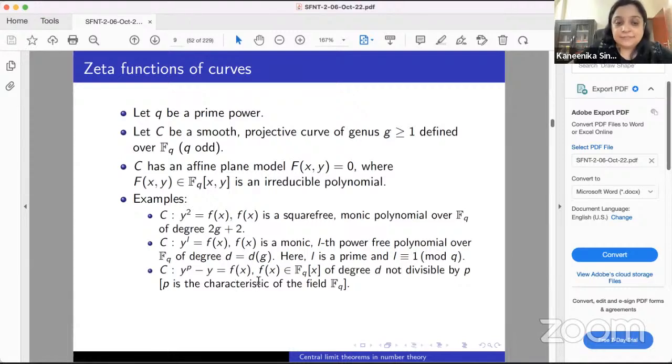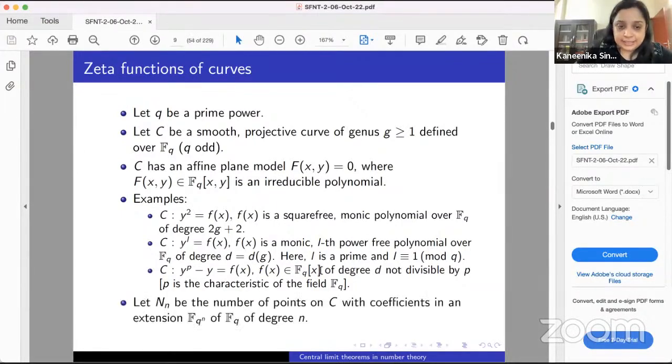Another interesting family is that of what are called Artin-Schreier curves. So here p is a prime, and in fact p is the characteristic of the field F sub q over which we are defining these curves. And now the equation is y to the p minus y is equal to f of x. So here f of x is a polynomial of degree d, not divisible by p. So we can now consider families coming from equations of this form. And I'll later give you a theorem which sort of unifies these different examples.